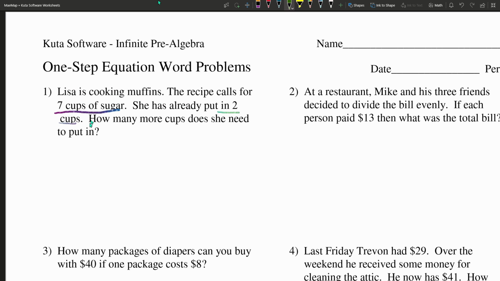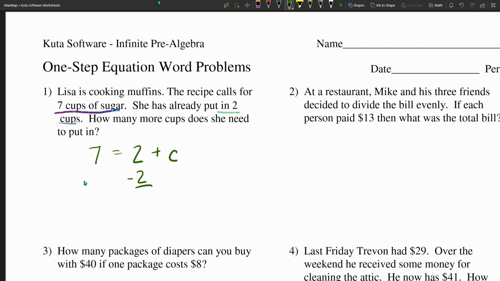If we know that the recipe calls for a total of 7 cups of sugar, our total is 7. So 7 is going to equal how much she's already put in plus how much more she needs to put in. So if she's already put in 2 cups of sugar, how many more cups does she need? That's what we're trying to solve for. So I'm going to call that variable C. C is just a placeholder. It's just there to help us figure out our problem. So if she needs a total of 7 cups of sugar and she's already put in 2, how do we solve for C? Well, we're just going to do a one-step equation.